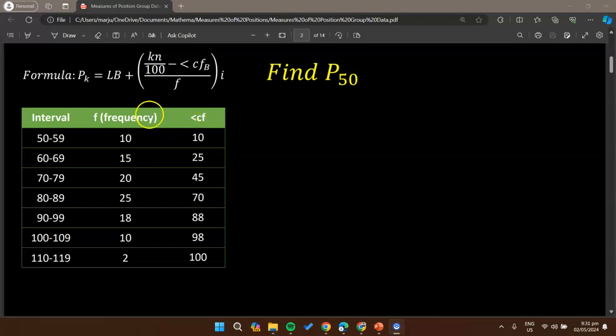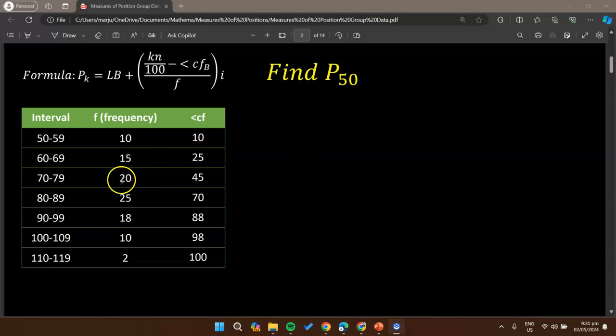So this is just what? We are just accumulating the frequencies of every interval. Say for example, the first interval, the lowest, 50 to 59, that's 10. So we will write 10. And then the next interval is 15. So 10 plus 15 is just 25. Then the rest will follow.